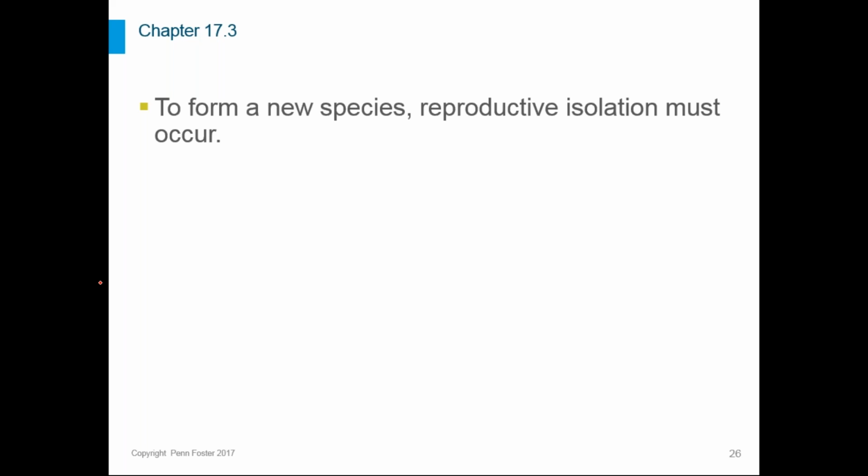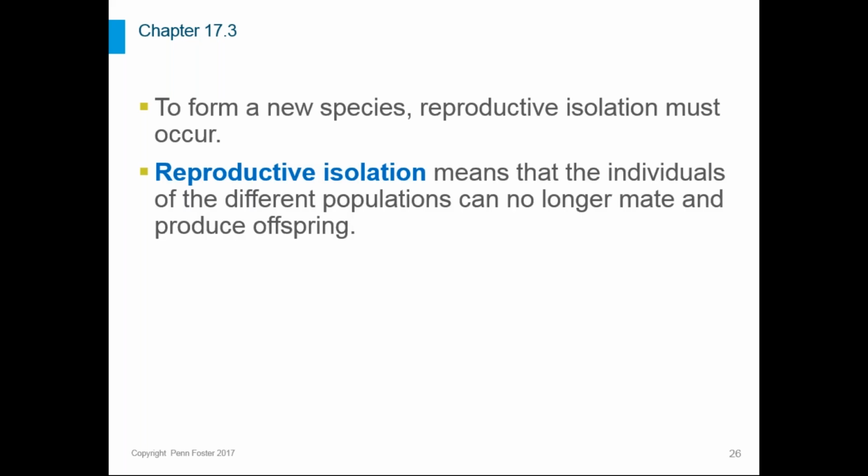We've looked so far at examples of populations shifting, but when a population changes to express different traits more frequently, the individuals of that population haven't necessarily started a new species. Individuals from another population could show up and breed with them and mix up the gene pool. So to form a new species, reproductive isolation must occur. Reproductive isolation means that the individuals of the different populations can no longer mate and produce offspring.